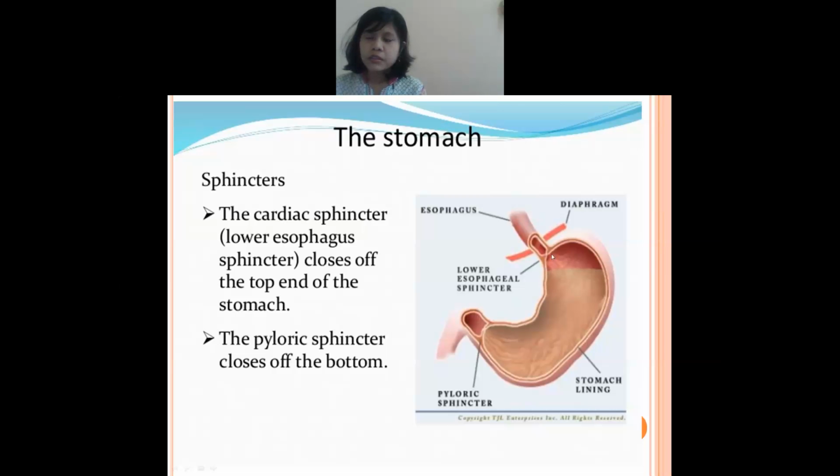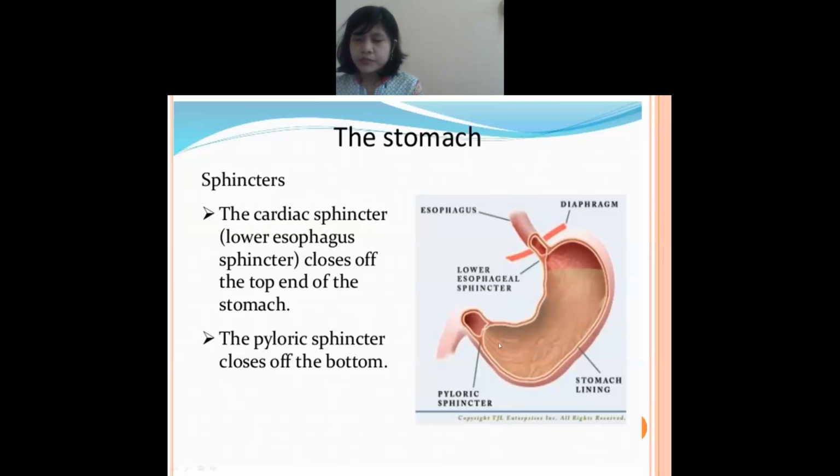Before entering the stomach, the lower esophageal sphincter will open, and the food bolus will go into the stomach. Then afterwards, where will it go?